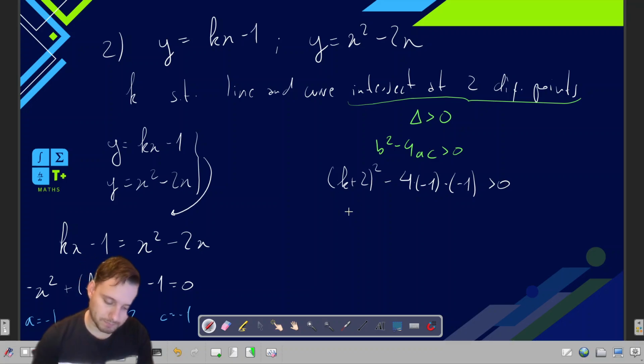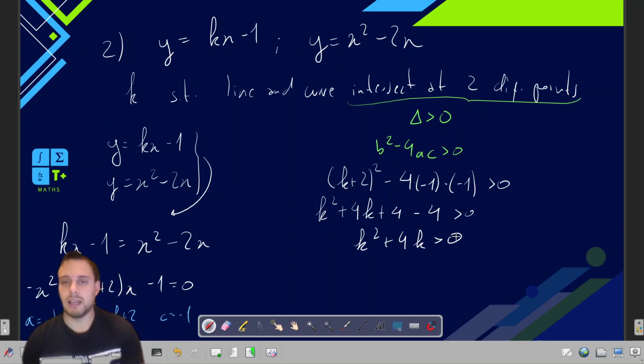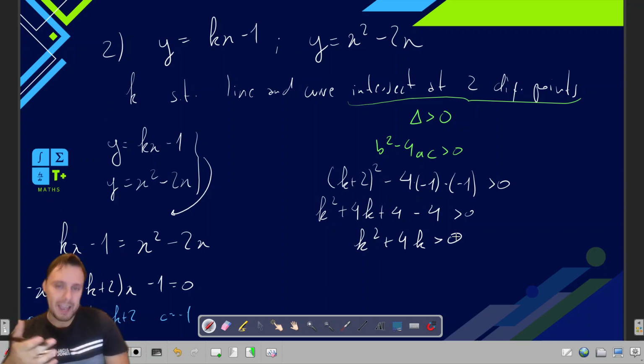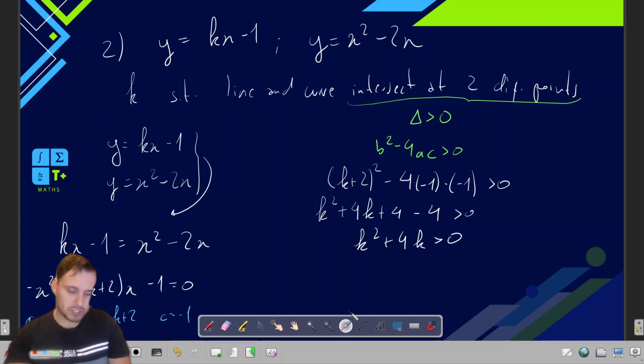This is going to be k squared plus 4k plus 4, and this is negative 4 times negative 1. This is 4 times negative 1. This is negative 4. I wrote a k here, this should be a 4. And then minus 4 greater than 0. So this becomes k squared plus 4k greater than 0. So what we need to find essentially is which are the values of k such that this expression is positive.